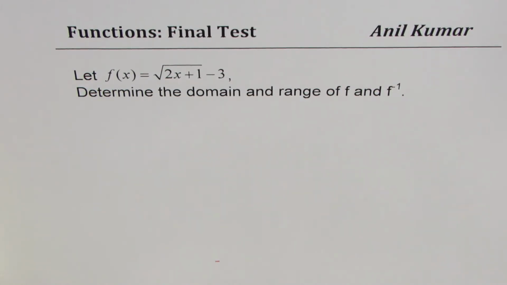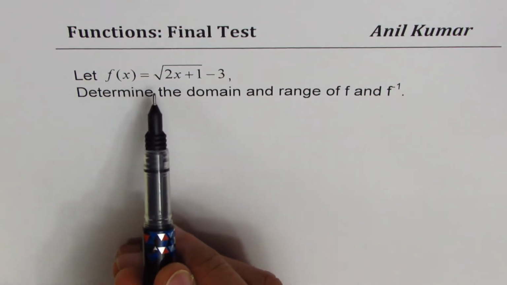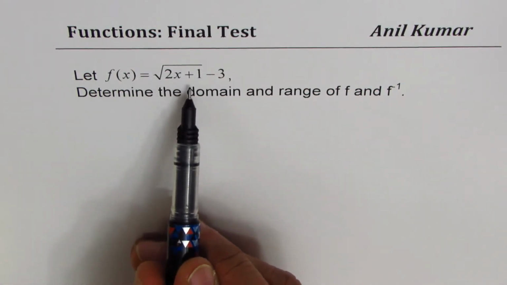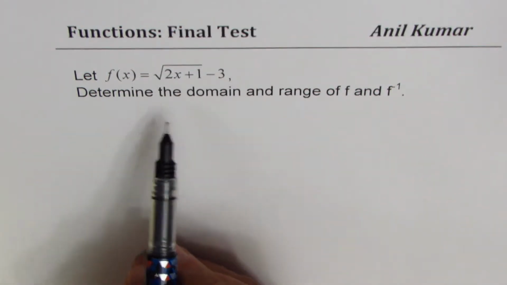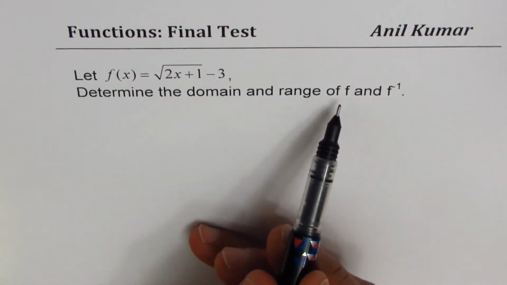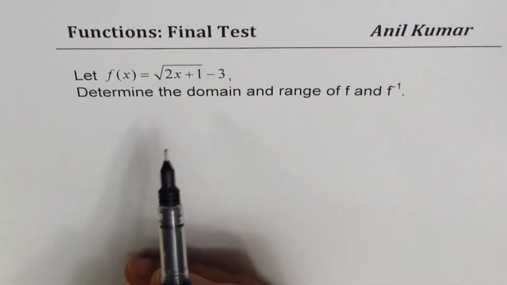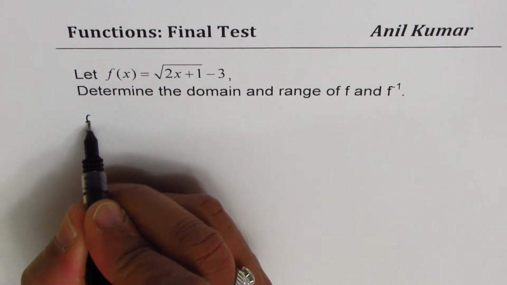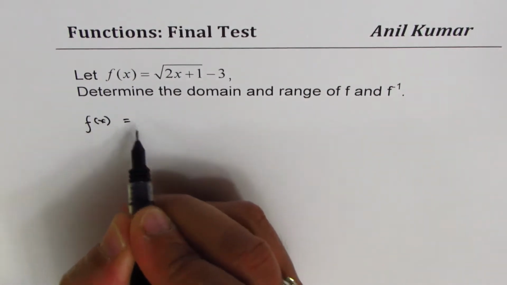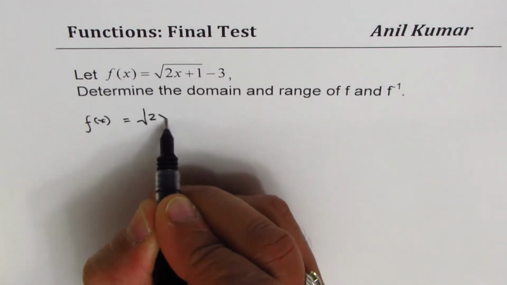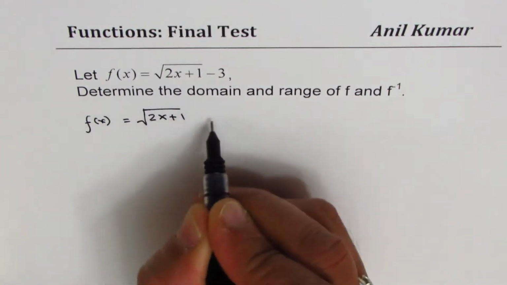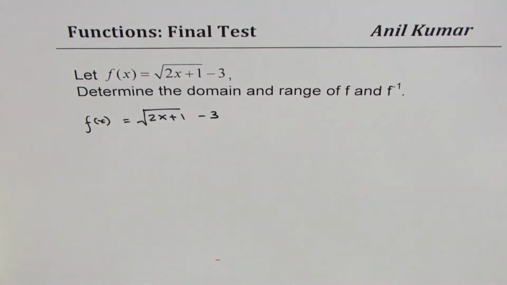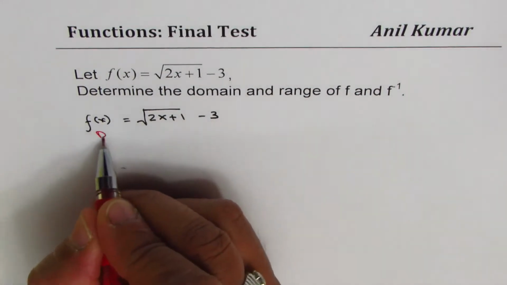It has been taken from final test paper. Let f of x equals square root of 2x plus 1, minus 3. Determine the domain and range of f and its inverse, right? So let's begin with the function f of x, which equals square root of 2x plus 1 minus 3. Now, how do you find the domain of this function?